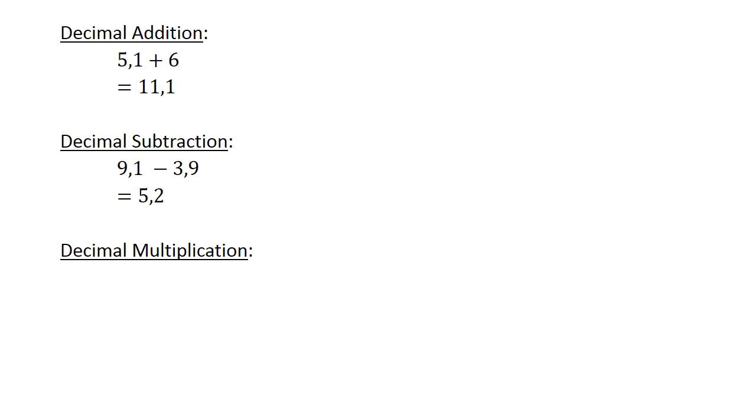Decimal addition. 5,1 plus 6 equals 11,1. Decimal subtraction. 9,1 minus 3,9 equals 5,2. Decimal multiplication. 0,5 times 0,3 equals 0,015.